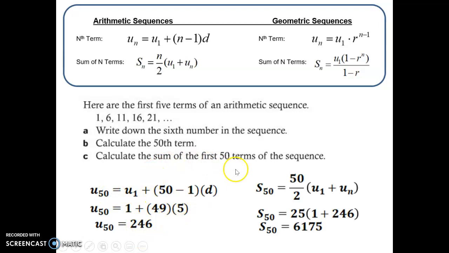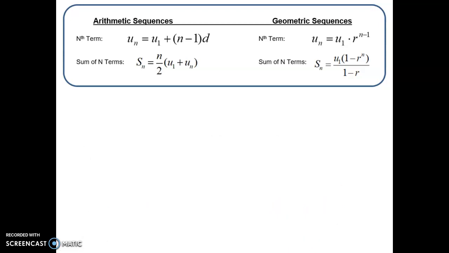In C, we're asked to find the sum. So now we're using the sum formula for arithmetic sequences right here. The sum of the first 50, so 50 over 2. We put the first term here and the 50th term here. Well, we already know the 50th term from this work, so that 246 goes there, first term, multiply, and we get this sum of the first 50 terms. Next problem.